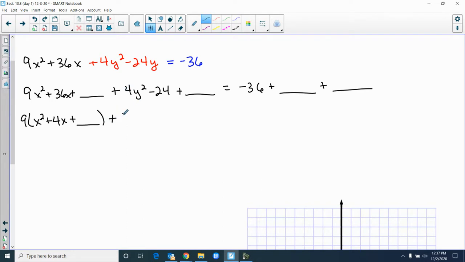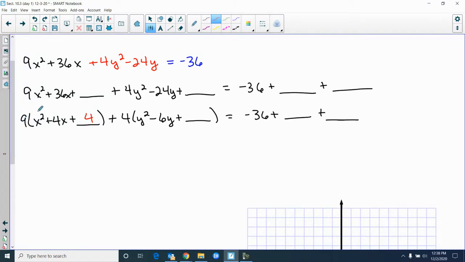We have to factor this 4 out. It becomes y squared minus 6y plus, and then we're going to have to add a constant, equals negative 36. And then we're going to have to add our 2 constants here. Okay, you take half of 4, you square it. Half of 4 is 2. You square it, and you get 4.